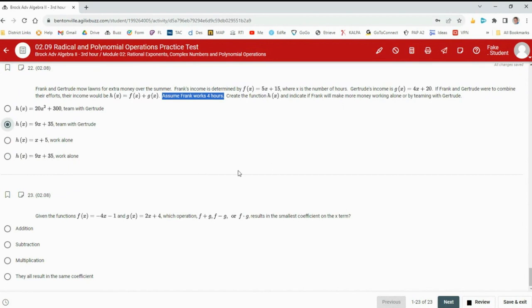All right, let's look at our last one. Given the functions f of x is negative 4x minus 1 and g of x is 2x plus 4, which operation, f plus g, f minus g, or f times g, results in the smallest coefficient on the x term? On the x term, the smallest coefficient. So this is a very specific question. So let's do the three operations and see which one has the smallest coefficient.